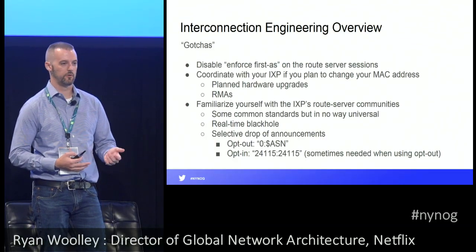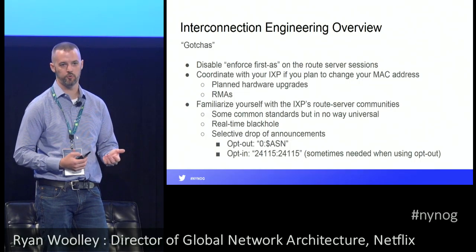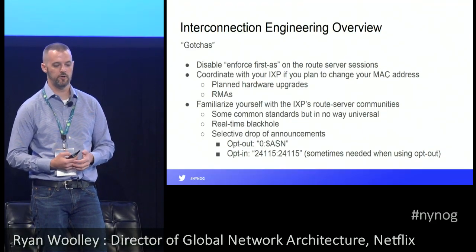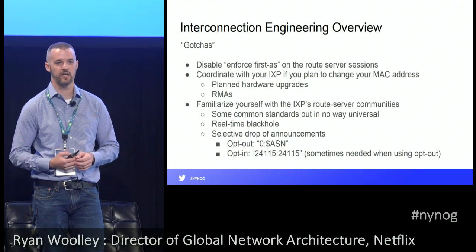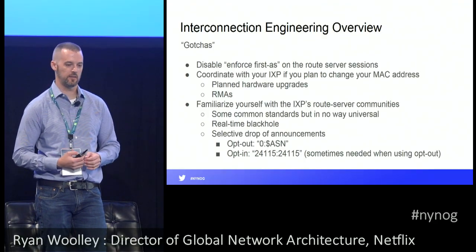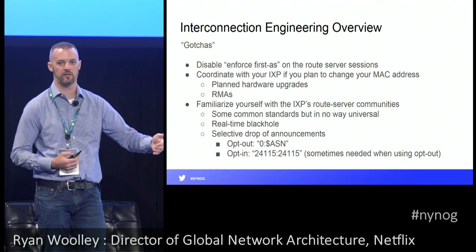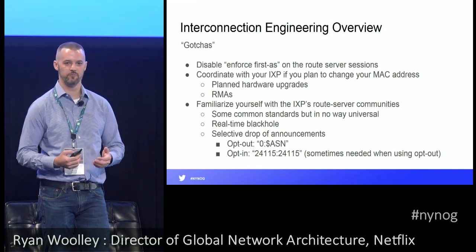You should familiarize yourself with the route server communities that are available to you. There's a couple different things you can do, like triggering real-time black holes for denial of service response, and selective drop of announcements. So if you don't want your advertisements to be propagated to a specific ASN, you can tag your routes with a community that will indicate the route server should not pass those along. So you get an idea of what those communities are before you decide that you need them, and it'll save you a bit of headache.